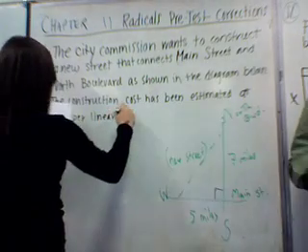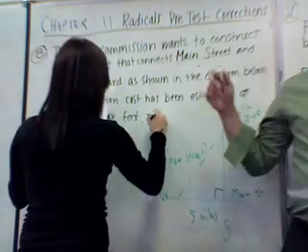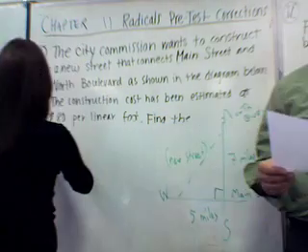This one is number 13. We're going to do this in both classes. This is a little bit trickier. The question itself says, the City Commission wants to construct a new street.